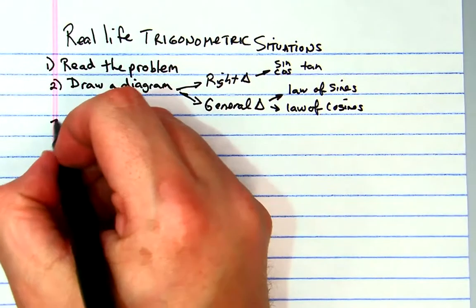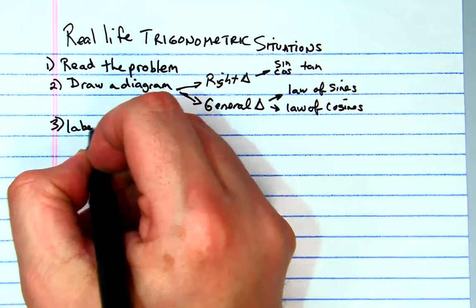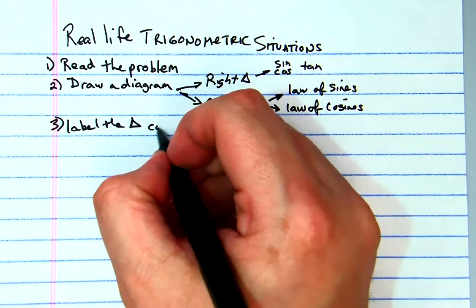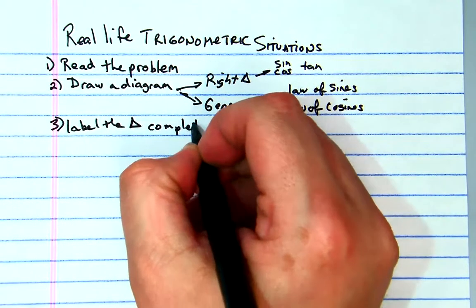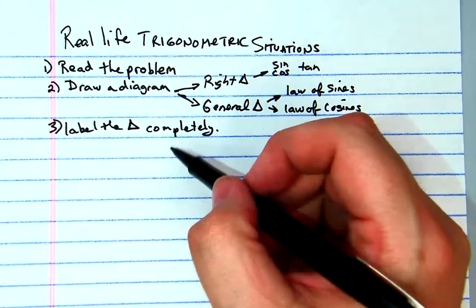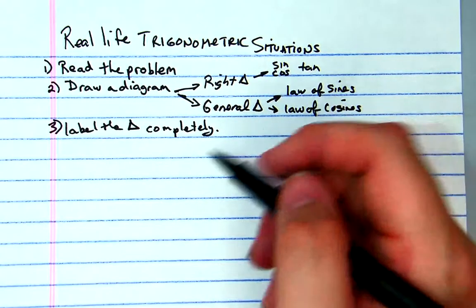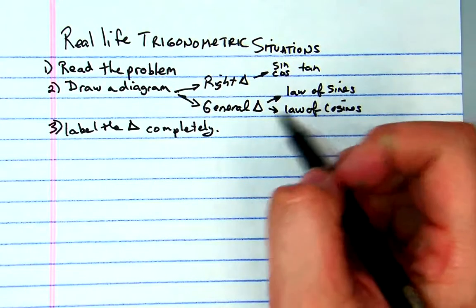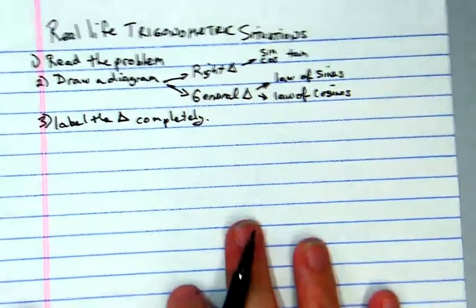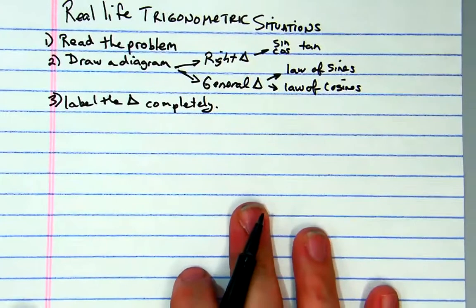And 3, label the triangle completely. Because if you don't, you're not going to know what sine, cosine, or tangent you're going to use, or how you're going to build the law of sines or the law of cosines. Now, I'll give you an example of one of them.